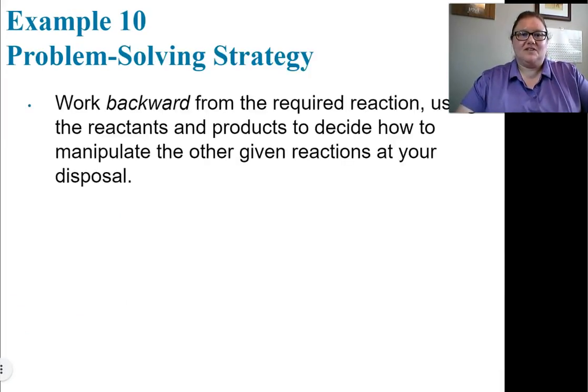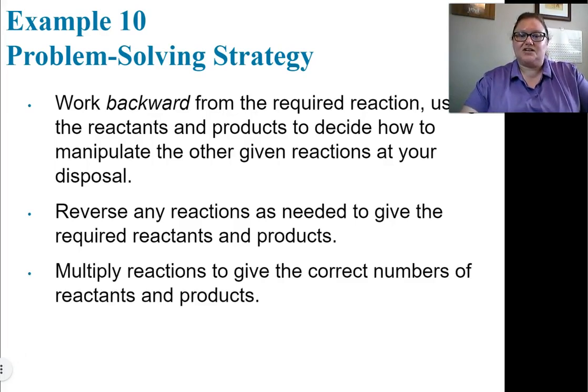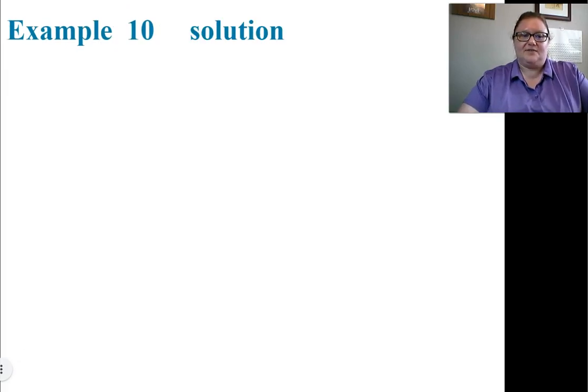Here's the strategy when doing these problems. You want to go to that required reaction, that target reaction, and just kind of pick it apart like I just demonstrated. Starting there, what particles are showing up as the reactants, which ones are products? Okay, we're going to reverse reactions that were given as the steps so that we have them line up correctly with this target reaction, and then we're going to do any kinds of multiplying with coefficients that we may need to do to get those to match. So this is what it's going to look like.